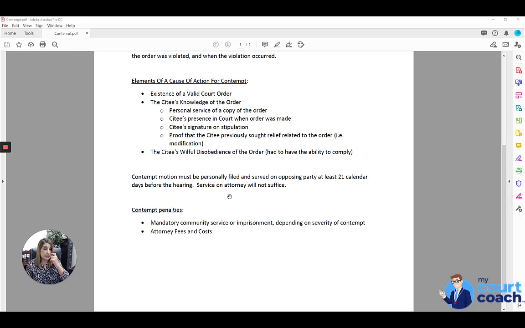Something to note, the contempt motion does have to be personally filed and served on the opposing party at least 21 days before the hearing. Service on the attorney will not suffice.